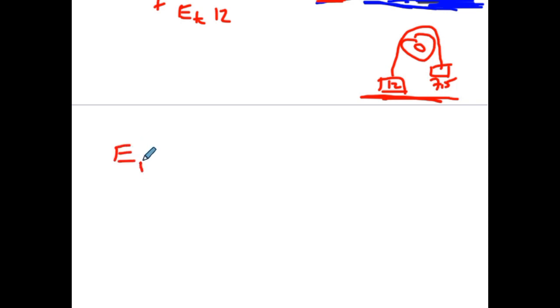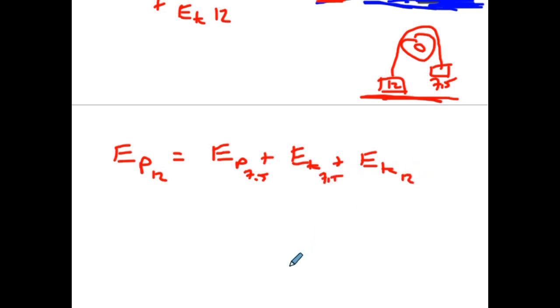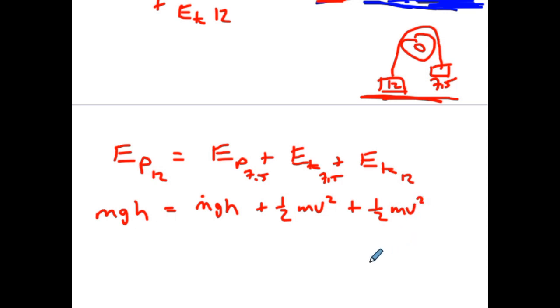So here's how we're going to build our formula. We initially had some potential energy, and it is going to turn into some potential energy, plus some kinetic energy, plus some more kinetic energy. And to help keep things straight, I'm going to make sure that I keep the 12, the 7.5, the 7.5, and the 12, all those boxes, straight. So if I want to keep building my formula, it would be this. Mass times gravity times height for the 12 kilogram box will be equal to the mass times gravity times height for the 7.5 kilogram box, plus the kinetic energy of the box on its way up, as well as the kinetic energy of the box on its way down. And that's where we're going to start building our formula.